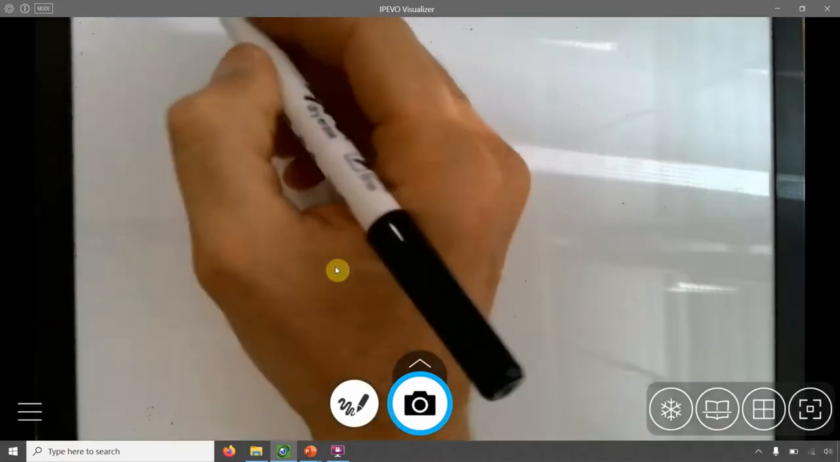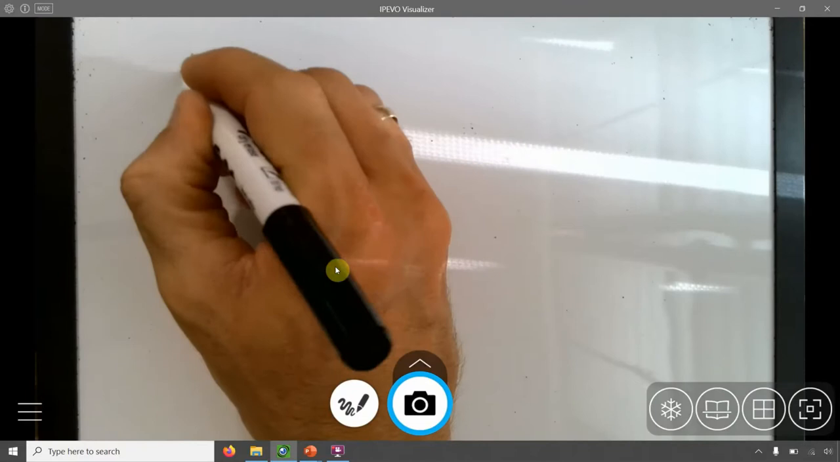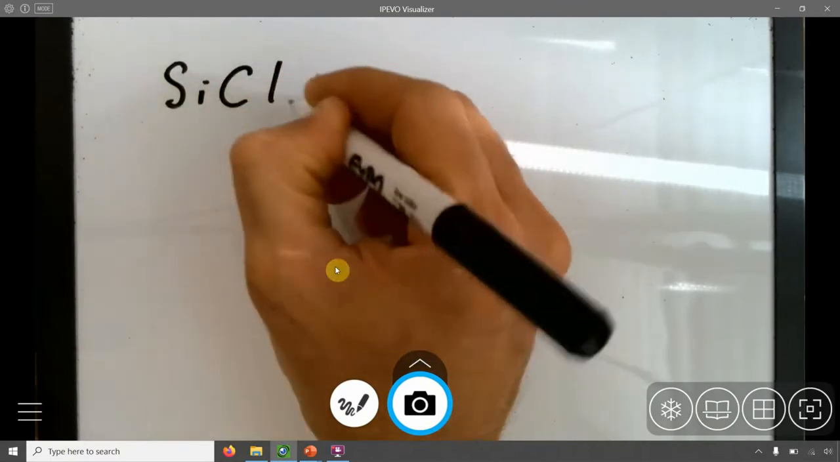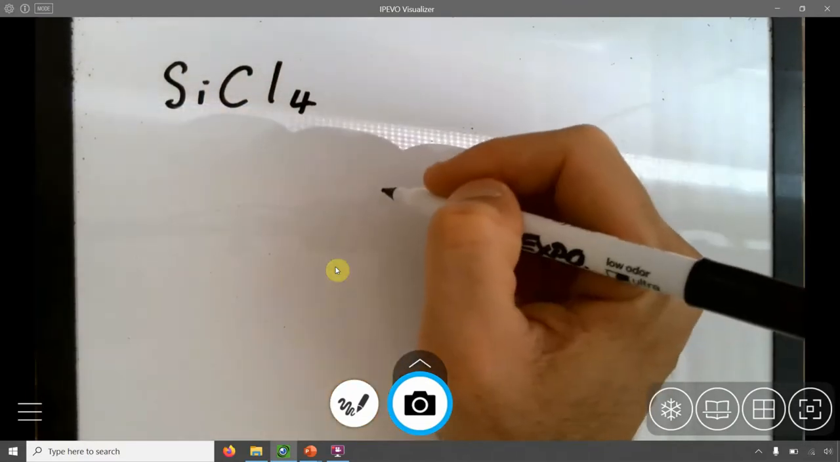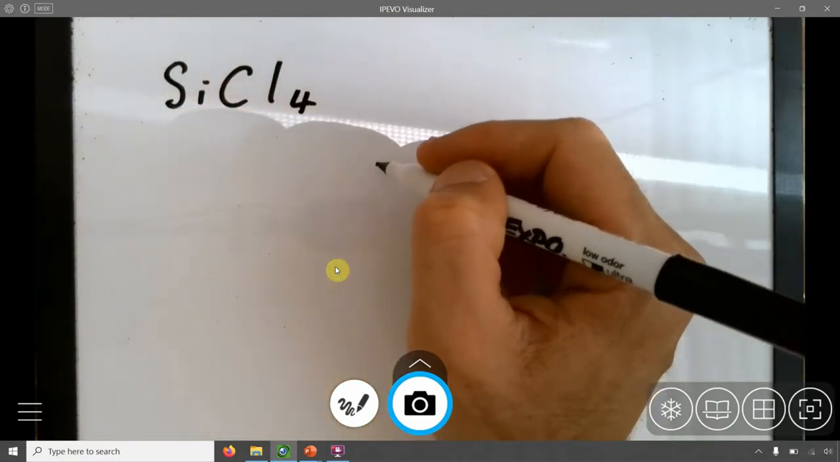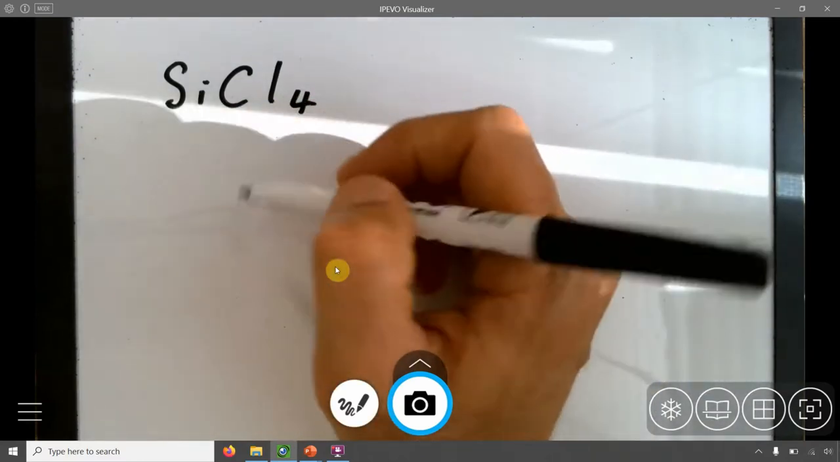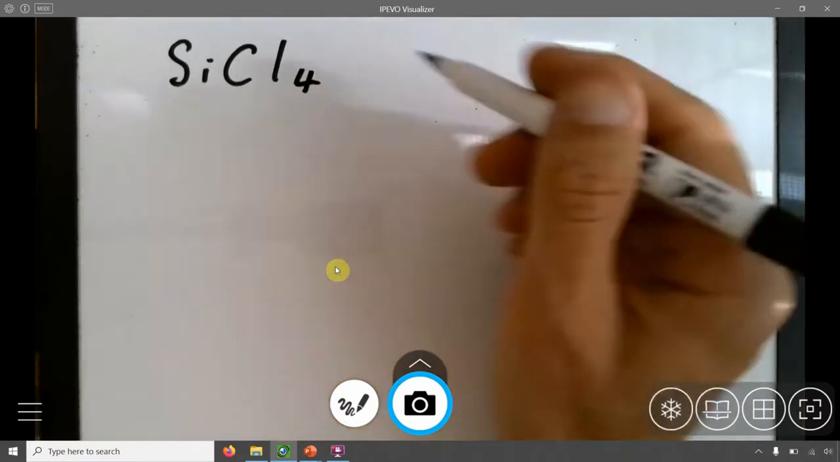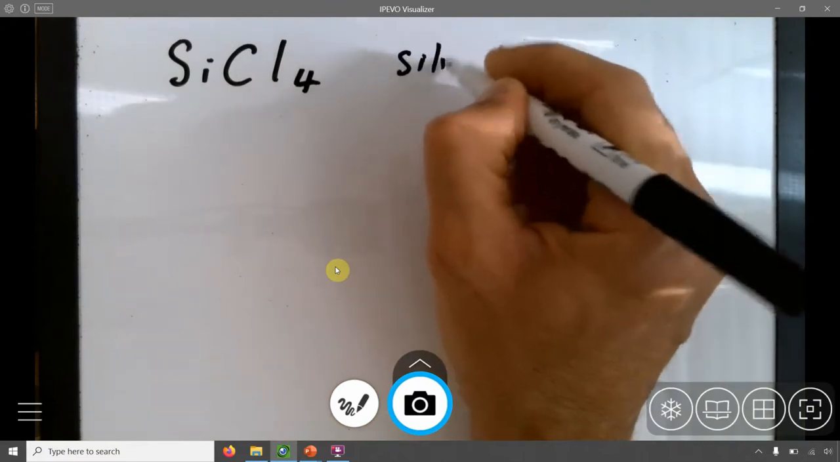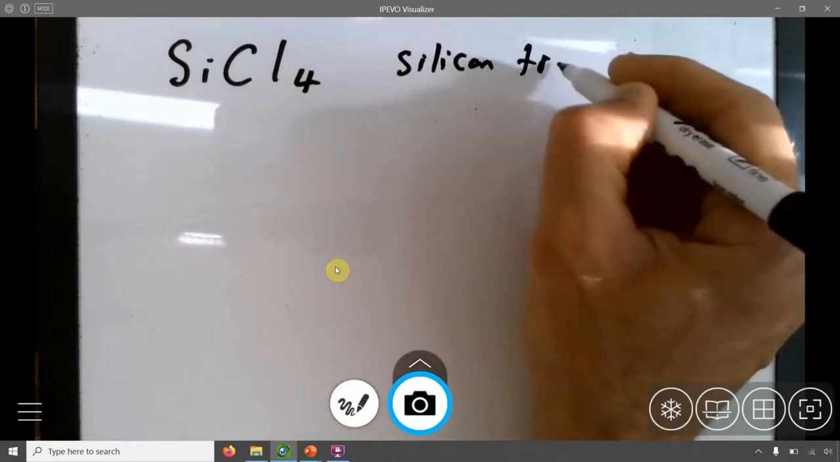Okay, so if I give you this, name it. So as per usual, feel free to pause it and try to do it yourselves. So this is going to be 2 nonmetals, or a metalloid and a nonmetal. So you can write this as silicon tetrachloride.